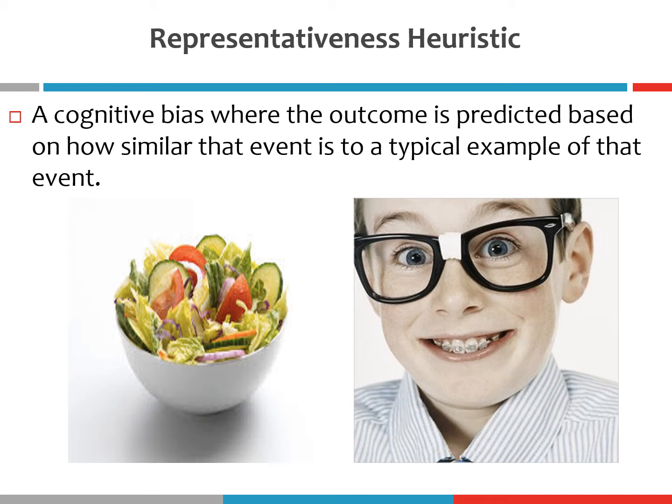Okay, so now that we have talked about the availability heuristic, let's talk about another very thoroughly researched heuristic. So the representative heuristic is a cognitive bias where the outcome predicted is based on how similar an event is to a typical example of that event, right? So I have a couple of examples here.